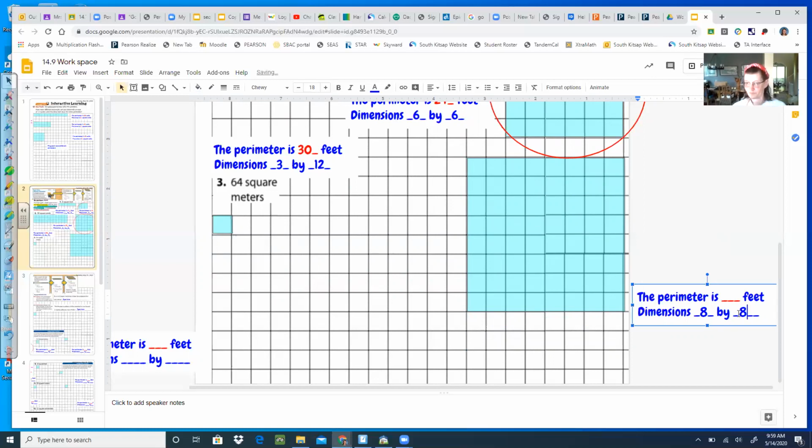Now the perimeter. 8 plus 8 is 16. The other 8 and 8 are also 16. So it's kind of like the same as 8 times 4. And hopefully your brain just went, oh, that's 32.